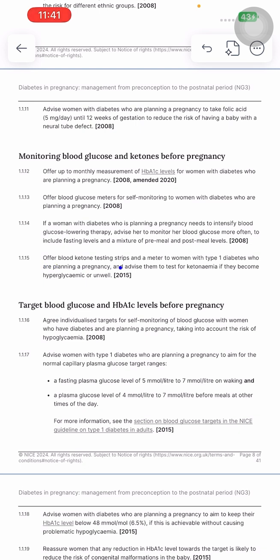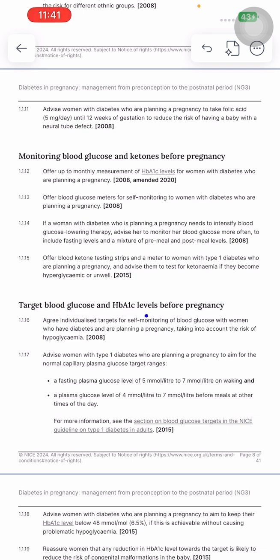Offer blood ketone testing strips and a meter to women with type 1 diabetes who are planning pregnancy. Advise them to test for ketonemia if they become hyperglycemic or unwell. We will not advise this in type 2 diabetes mellitus, but in type 1 diabetes mellitus there is an increased chance of ketoacidosis. So in that case you will tell the patient that she has to check her blood ketone levels.